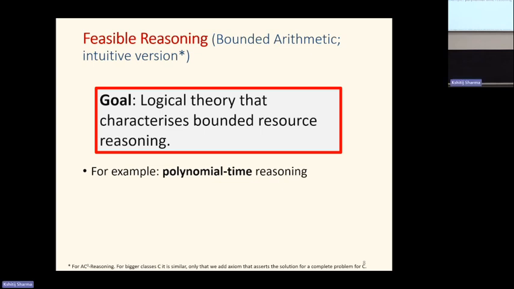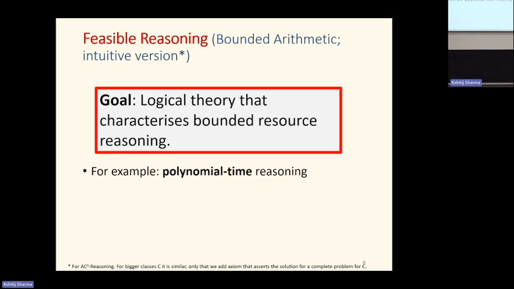It's going to be dealing with the following goal: the logical theory that characterizes bounded resource reasoning. That's what we are trying to define. In this case, I called it feasible reasoning, something that corresponds to reasoning that corresponds to, let's say, polynomial time. And what can it be?